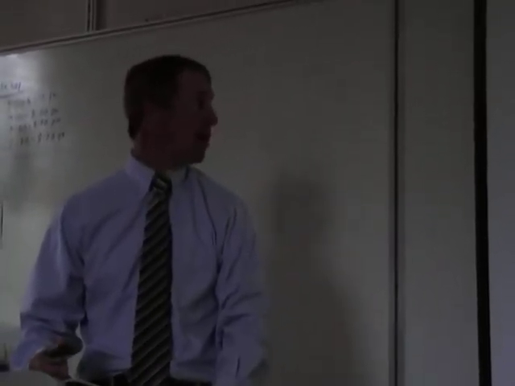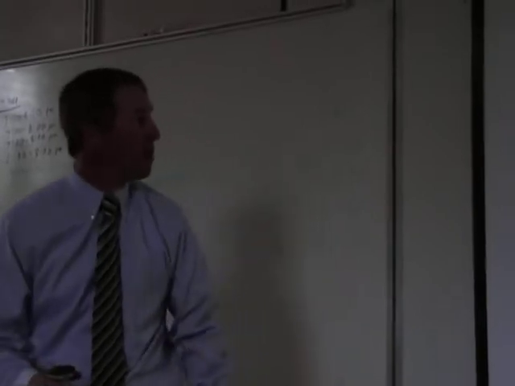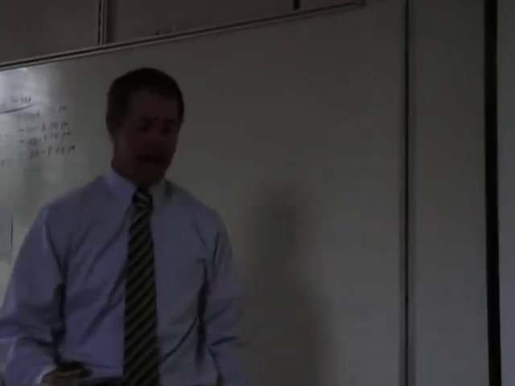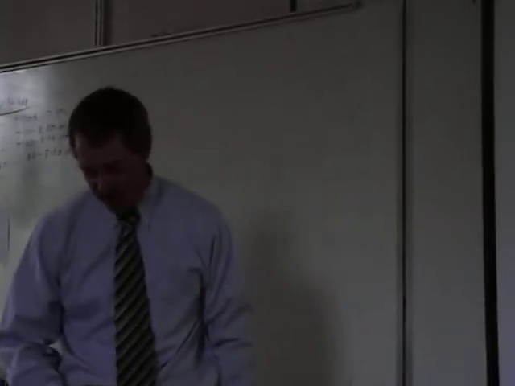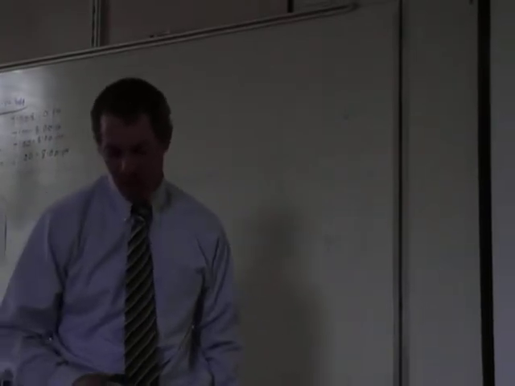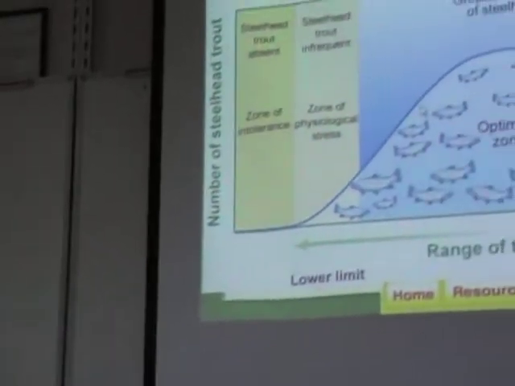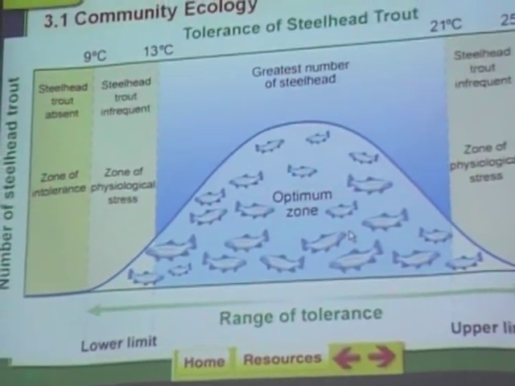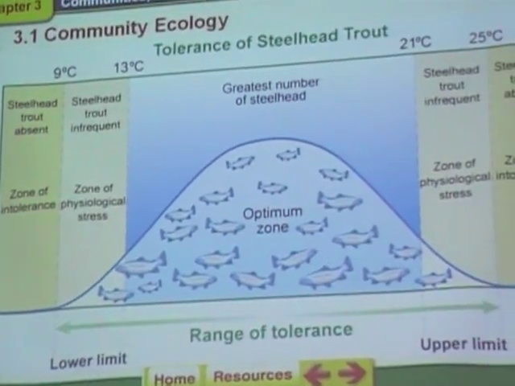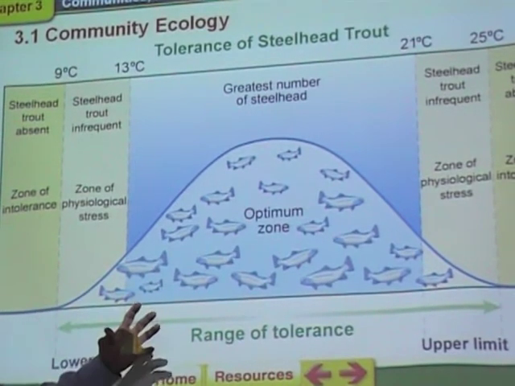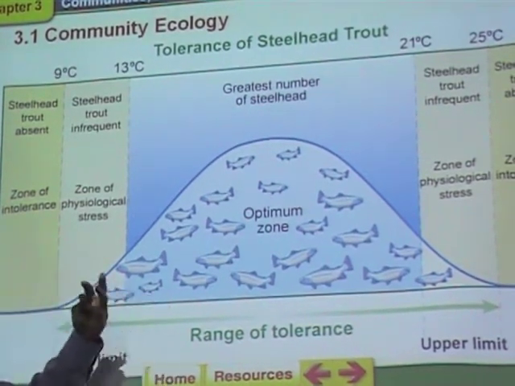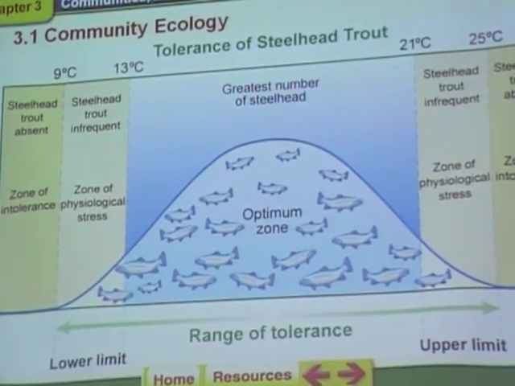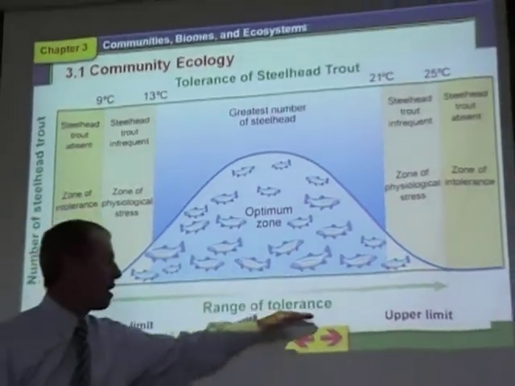All right, we're talking about members of a community here. And this is a graph on the bottom of page 61. It's showing you a graph for what we call range of tolerance. Organisms do best in certain environments, and to refer to that, we use the term range of tolerance.